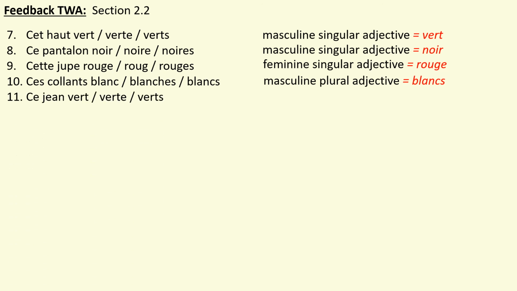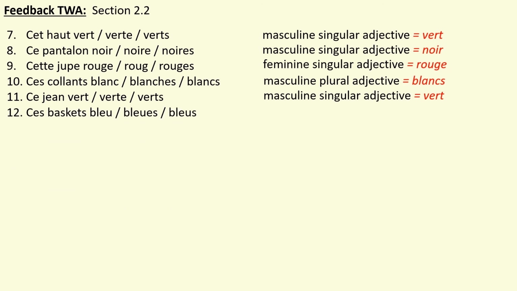11, ce jean vert, verte or vert. Well, jean is a masculine singular adjective, so it's vert ending in a T. 12, ces baskets bleues, bleu, es, or bleu, just an s. It's feminine plural as it's footwear, and therefore it's bleu, B-L-E-U-E-S. Pause to check those answers now. Press play to go on to the next activity where we'll practice this.